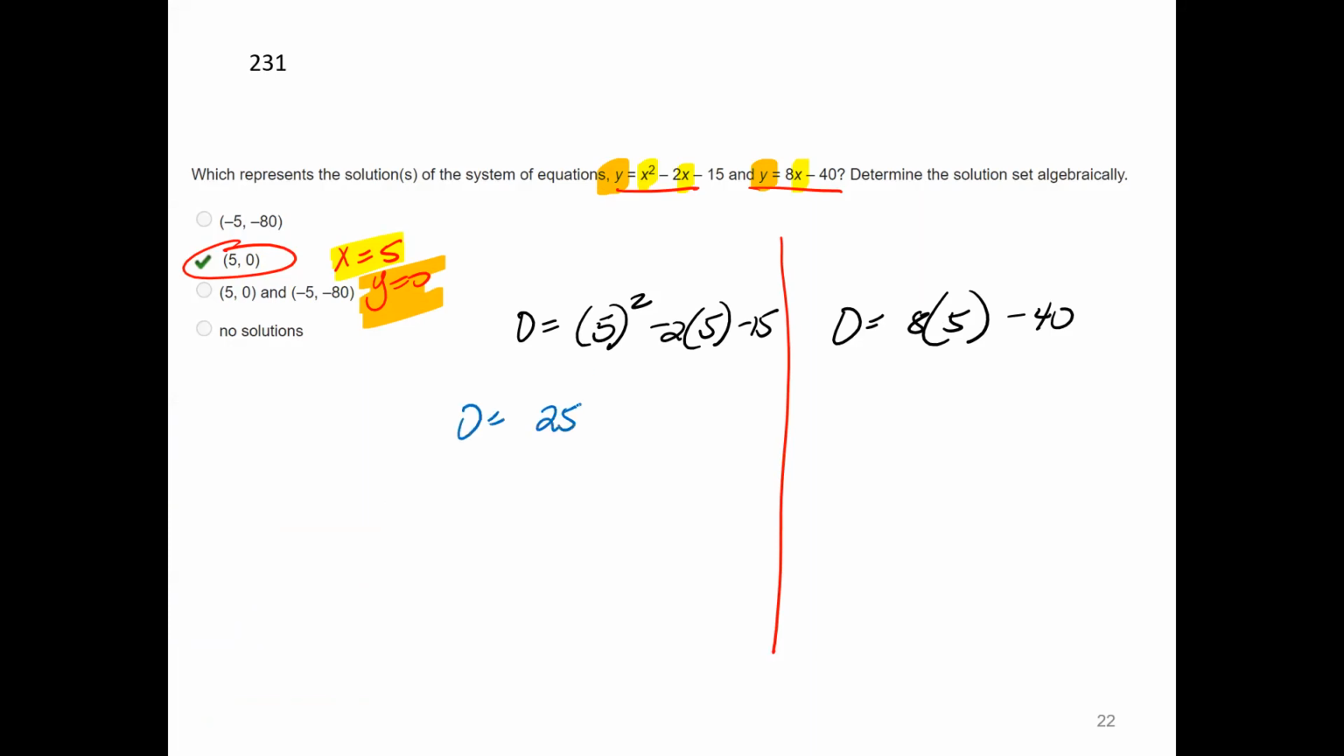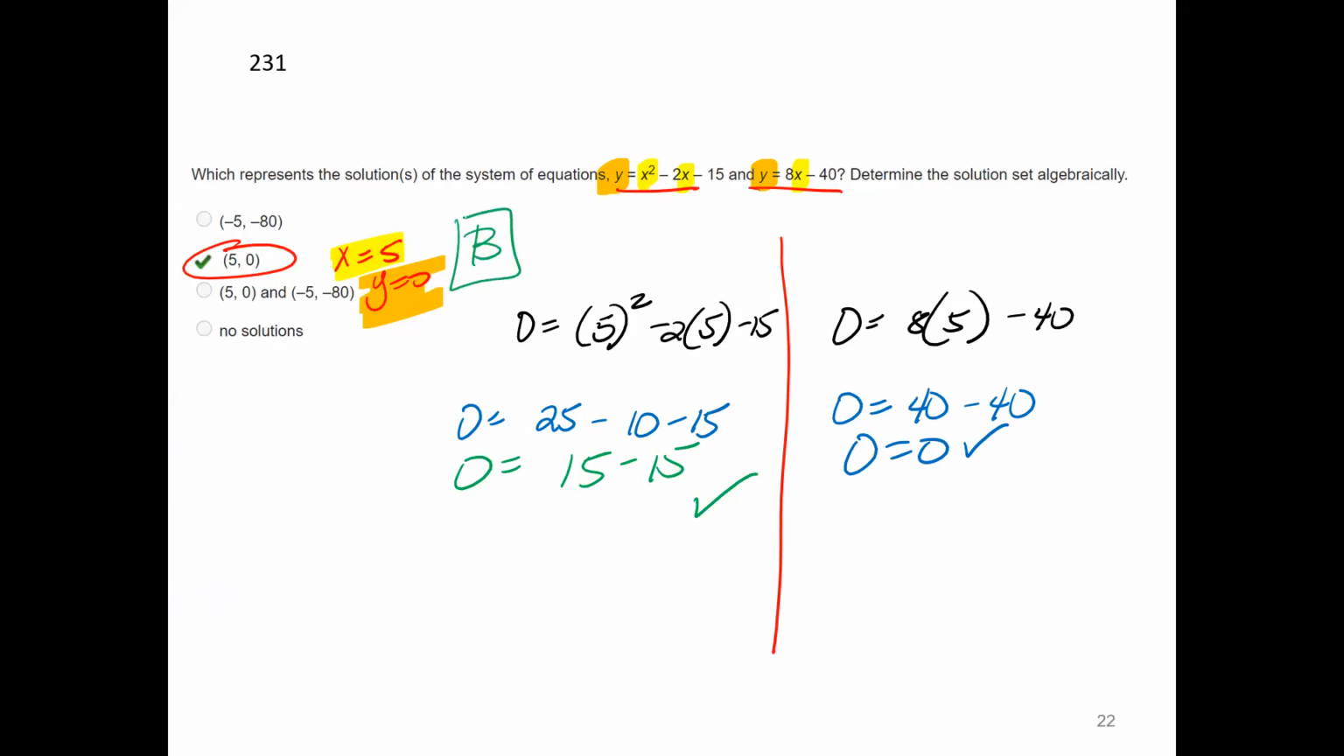5 times 5 is 25. 2 times 5 is 10. On the right side, 8 times 5 is 40. Does 40 minus 40 equal 0? Yes, it does. On the left side, 25 minus 10 is 15. Does 15 minus 15 equal 0? Yes, it does. And that's why your answer in this case will be B as in boy.